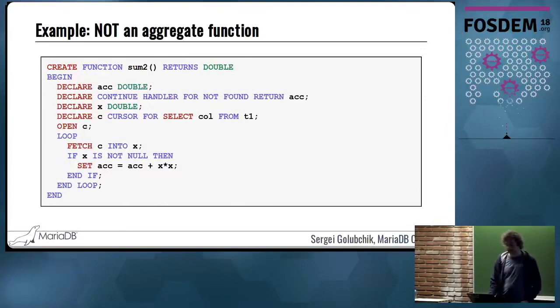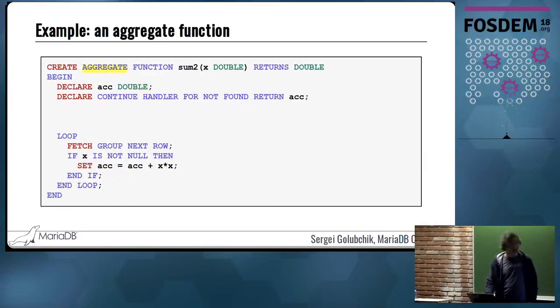It reads rows 1 by 1 from the table. Then the table is exhausted, the continue handler jumps in, and it returns the sum of squares. That's perfectly standard. Nothing new here. And that's how we make an aggregate function out of it. So that's the keyword AGGREGATE.